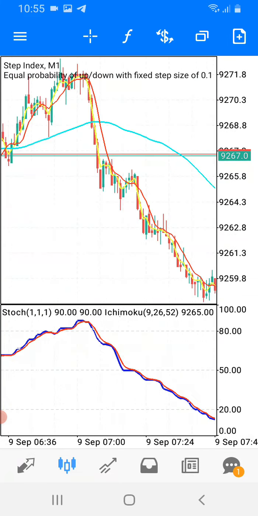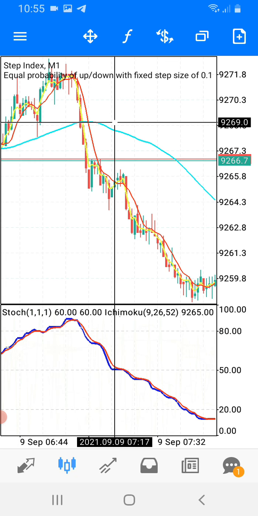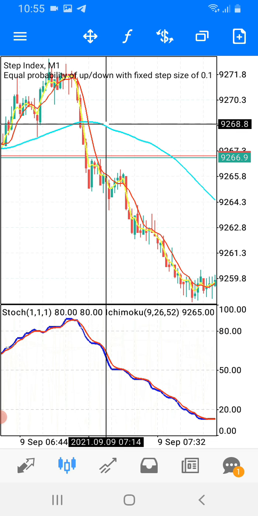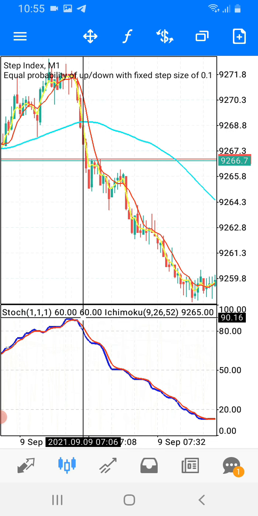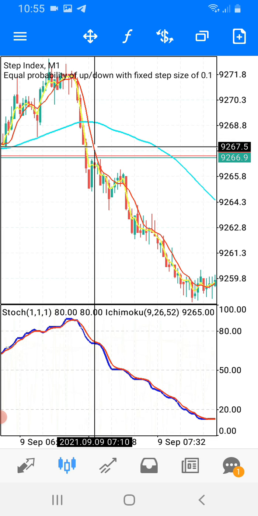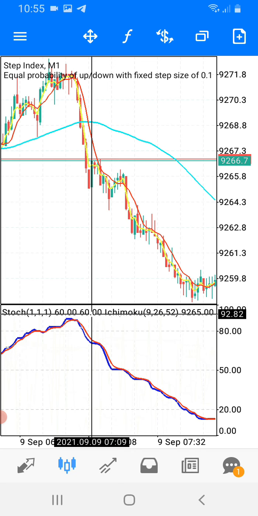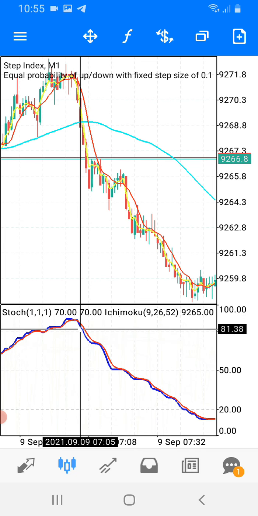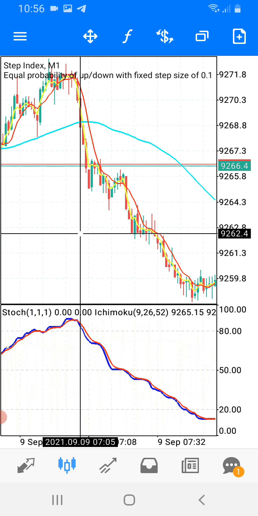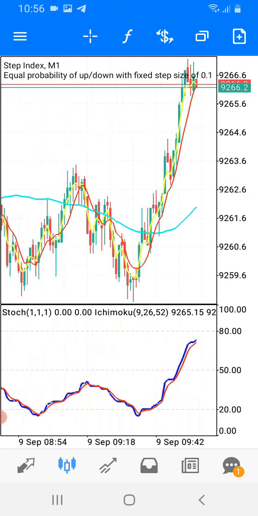But for a sell entry, you wait for the blue moving average to be at the overbought level. Then the red moving average should be above the yellow moving average, and this should be at the overbought level. The red and blue indicator moving average should be at the overbought level. So you can see all three conditions are met.